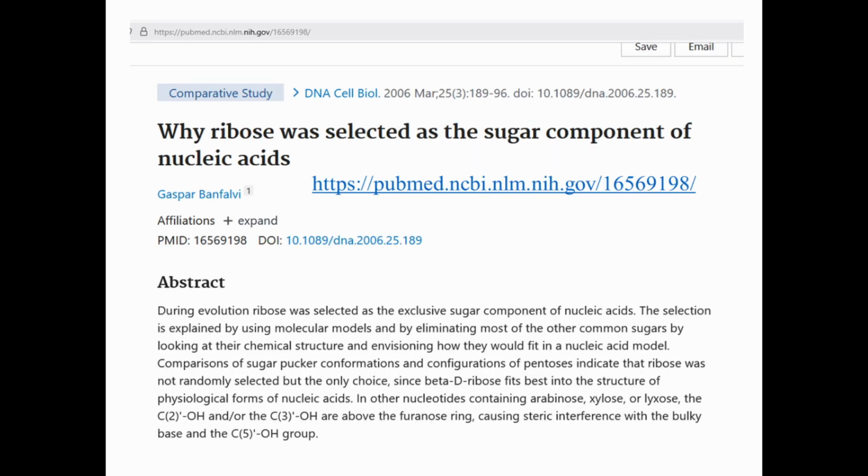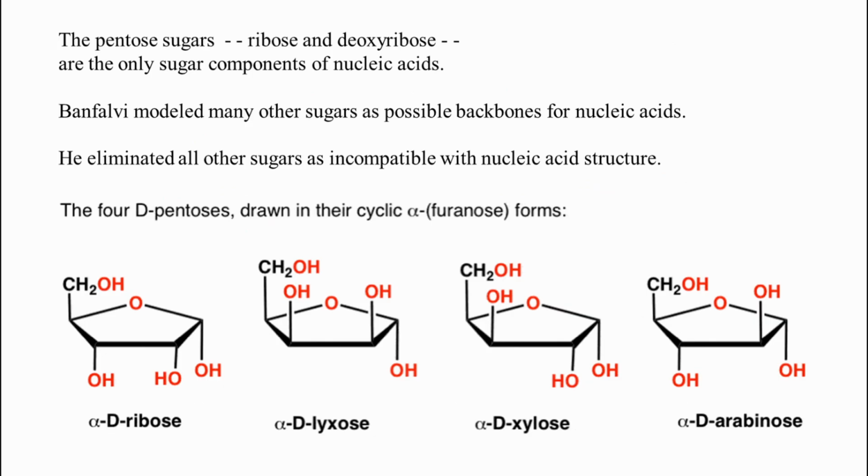Research scientist Gaspar Bonfalvi published his study in the article "Why Ribose is the Sugar Component of Nucleic Acids?" in the journal DNA and Cell Biology in March 2006, and reprinted on the NIH website I show. The pentose sugars, ribose and deoxy-ribose, are the only sugar components of nucleic acids. Bonfalvi modeled many other sugars as possible backbones for nucleic acids. He eliminated all other sugars as incompatible with nucleic acid structure.